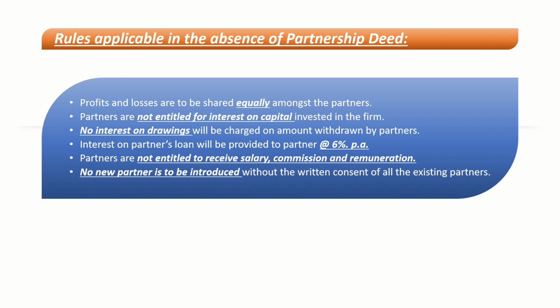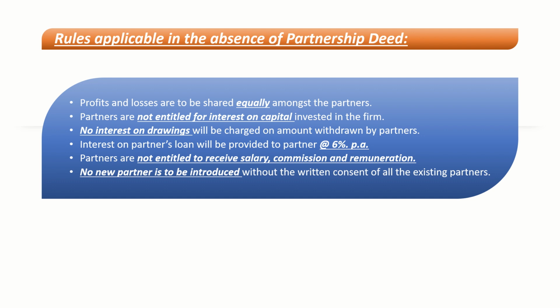deed, no agreement. Interest on loans which the partner has given to the firm, right? On that, partners will receive 6% per annum interest from the firm. That means the firm has to pay that. So that is one fixed thing. Even if there is no agreement, this is always there. Again, read the question carefully to understand this.